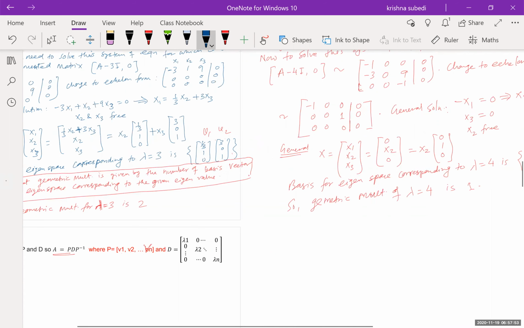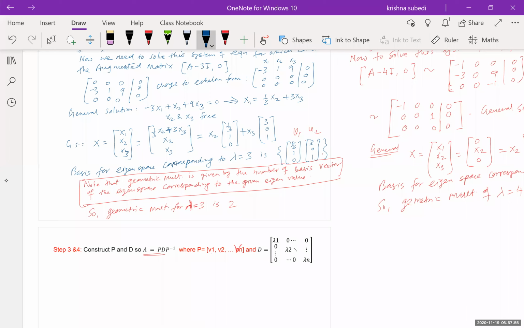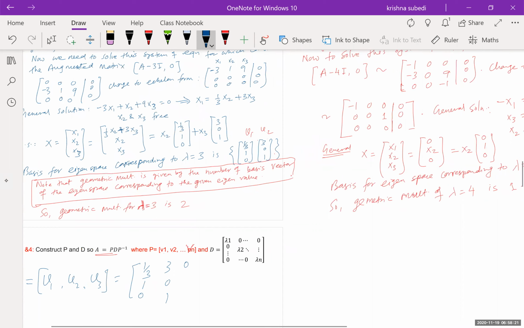Now, let us construct P. So P is given by those basis vectors B1, B2, B3, which is 1 over 3, 1, 0, then 3, 0, 1, and then the other one, 0, 1, 0. So this matrix is called the P matrix. Okay, P is this.